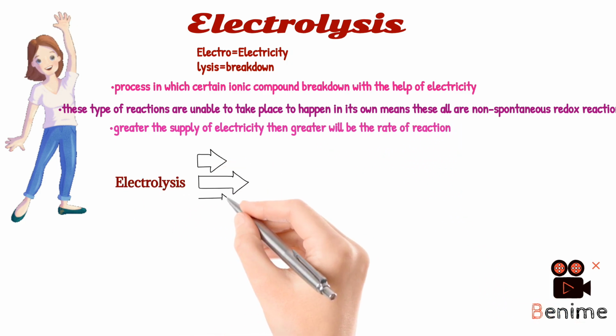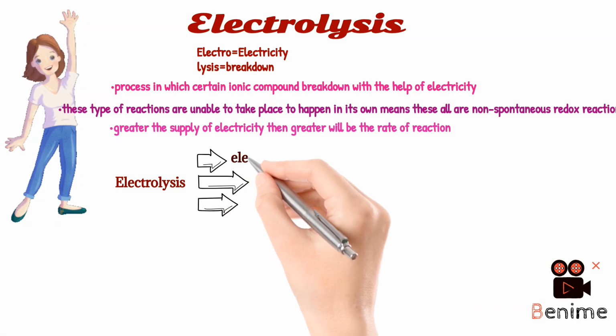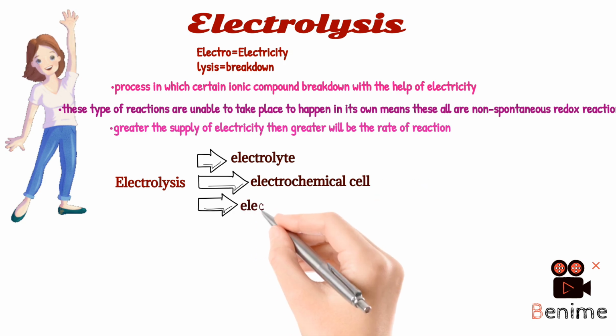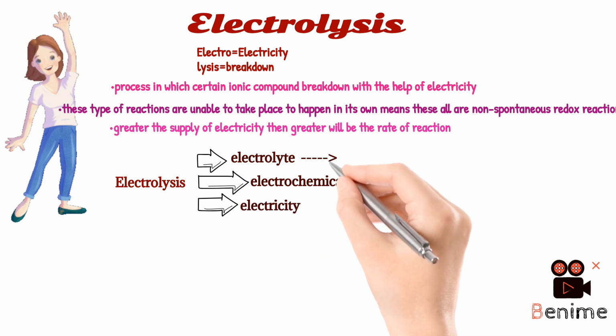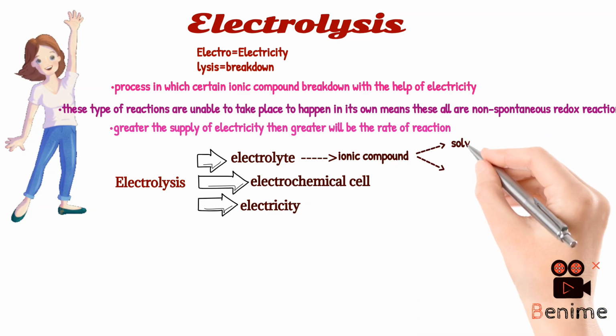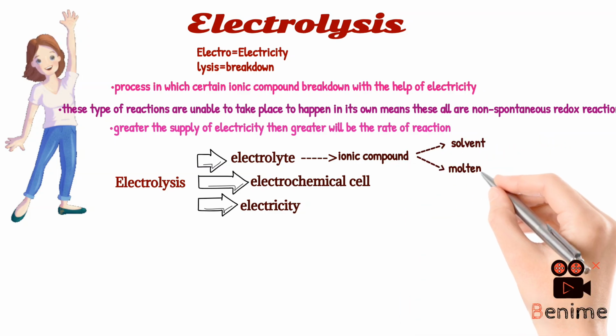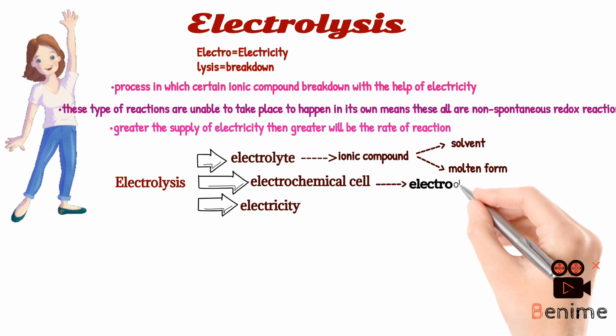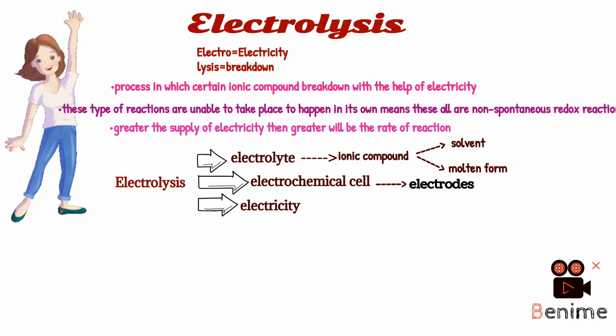Electrolysis mainly requires three things. First of all, electrolyte, then electrochemical cell, and the last thing is electricity. Electrolyte is an ionic compound that could be present in the form of a solution, meaning with water, or could be present in the molten form. Further, the electrochemical cell has electrodes also, which are cathode and anode.